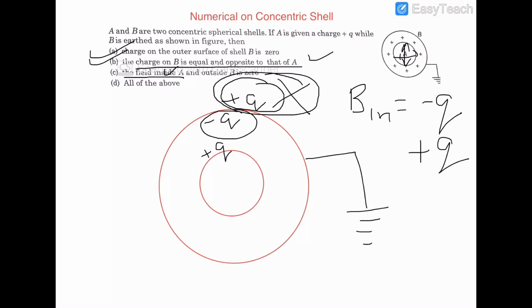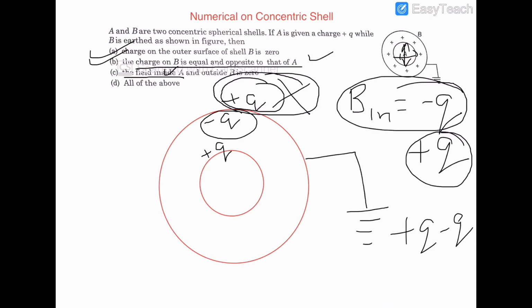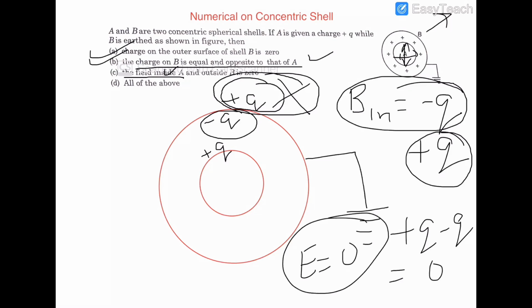Now why is the field outside B 0? See, what is the total charge? Plus Q on the surface of A, minus Q on the inner surface of B. So the total charge is plus Q minus Q, which is 0. If the total charge of the system is 0, then the electric field outside B will also be equal to 0. So that means the field inside A and outside B is 0. So all these three options are correct. So we will be taking the fourth one, that is, all of the above are correct.